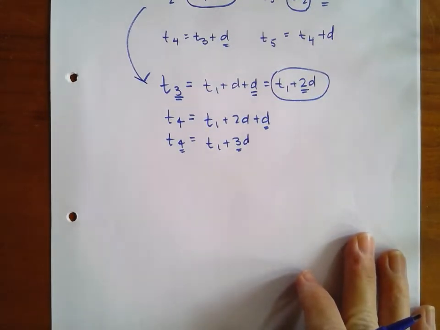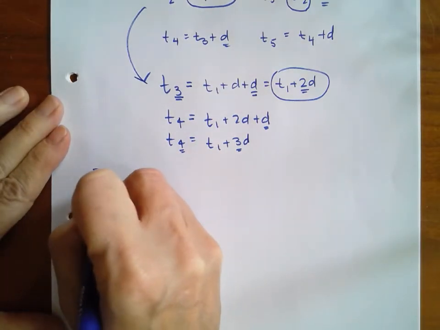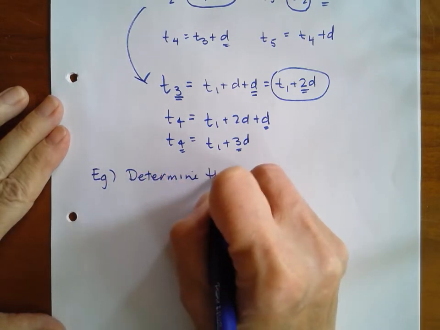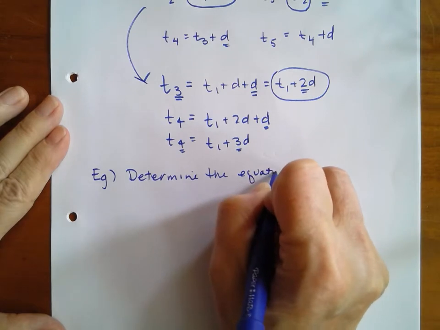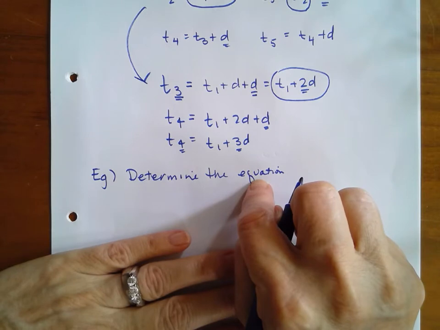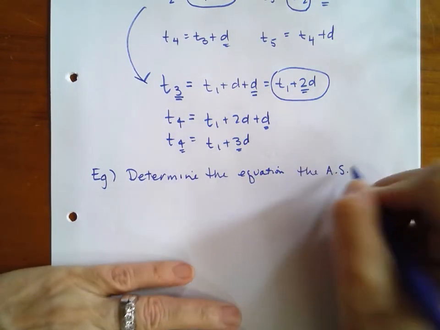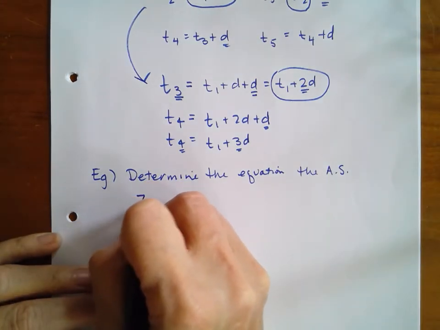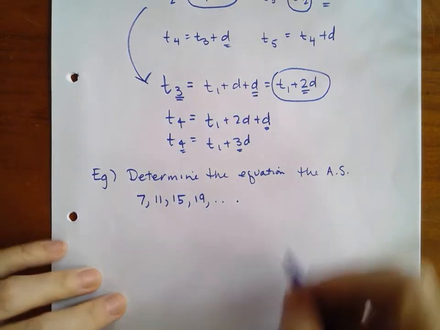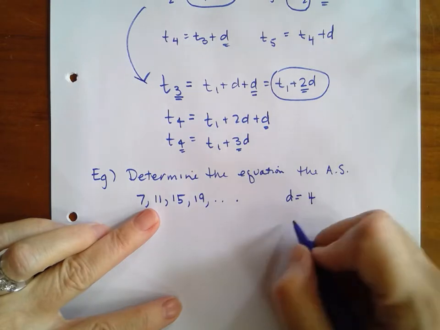Then we did some examples. The first example was the determine one. Our verb was determine the equation. Remember, it's the general equation when they say equation, of the AS. We had 7, 11, 15, 19, dot, dot, dot. The difference there was 4, and t sub 1 was 7.